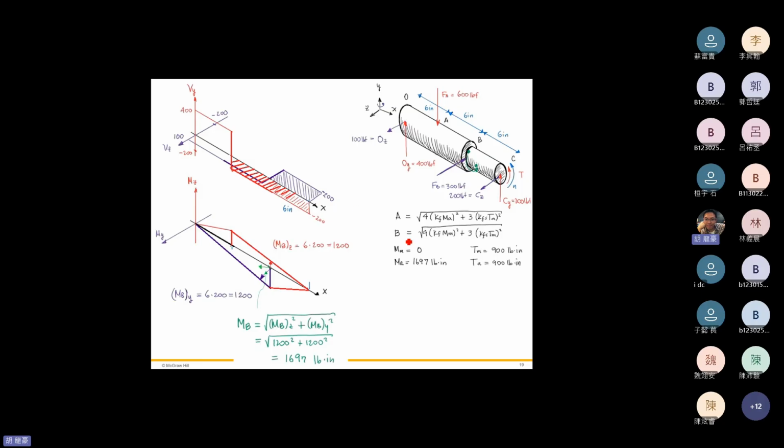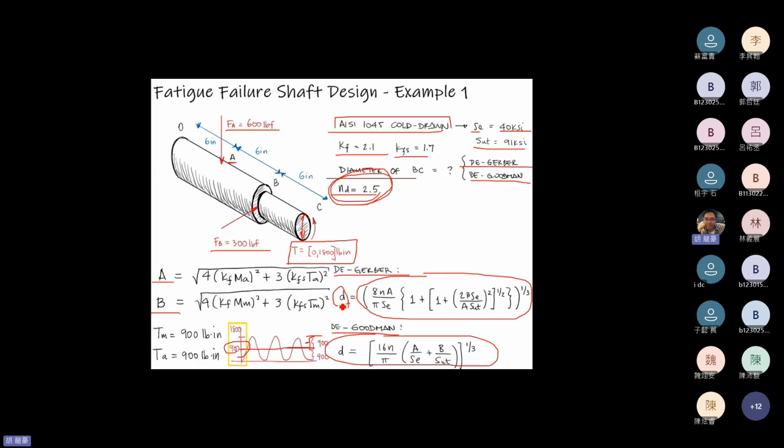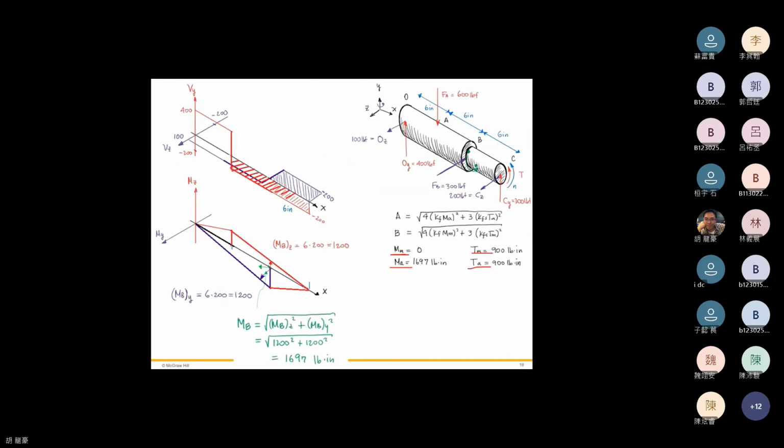Okay, so from this the mid moment and the alternating moment, the Tm and the Ta, from previously, we get right here. So we can figure out what the parameters A and B are. And this Ma equals 1,697 pound-inch.